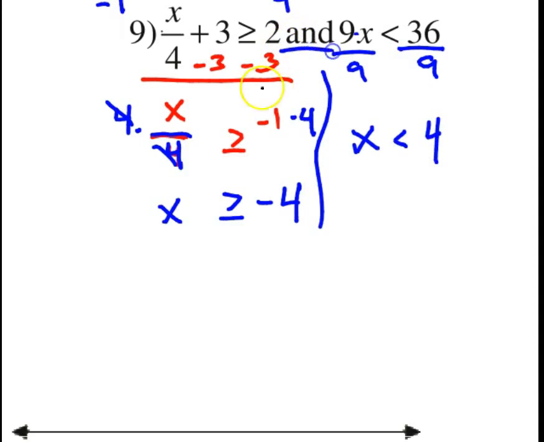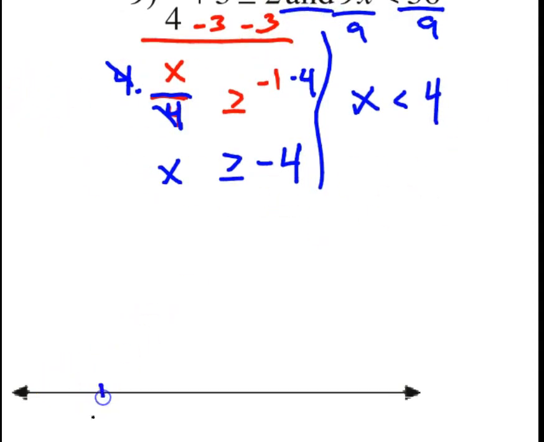You know this is an and, so these are probably going to be connected, going towards each other. So we got negative 4 and positive 4. So that one's closed, going this direction, and this one's open, because there's no equal to on positive 4.